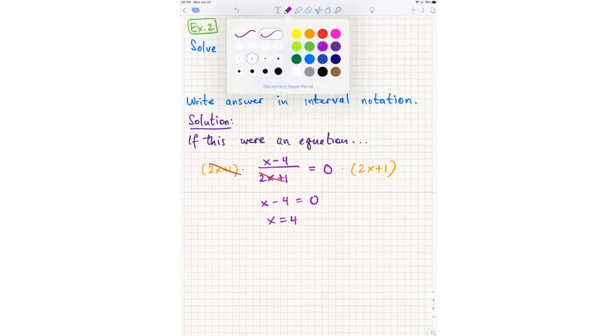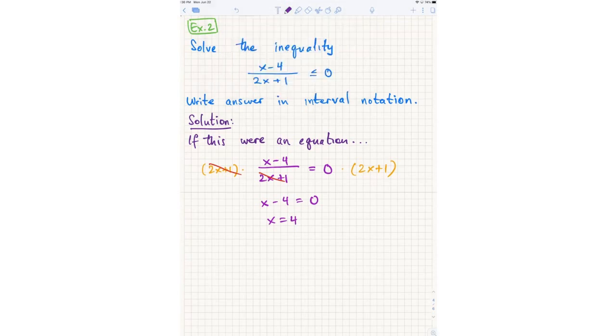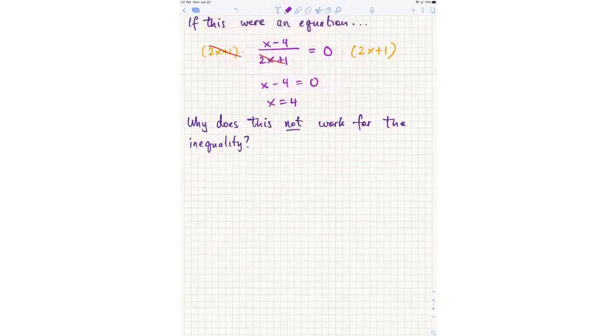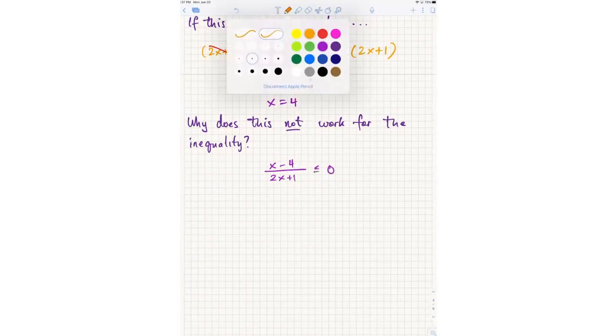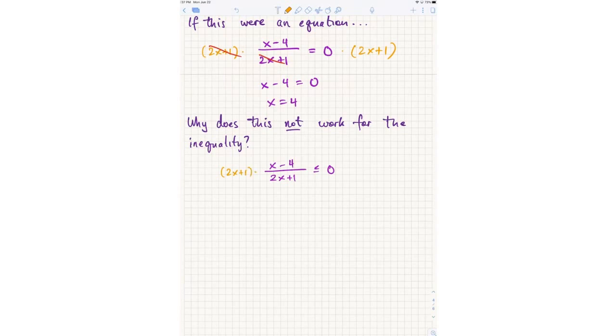Why does this not work for an inequality? So let's see what happens for the inequality. I'm going to do the same exact strategy. Right, I'm multiplying both sides by 2x plus 1. Again, my 2x plus 1s cancel out. I get 0 on the right-hand side. Then I get x less than or equal to 4.